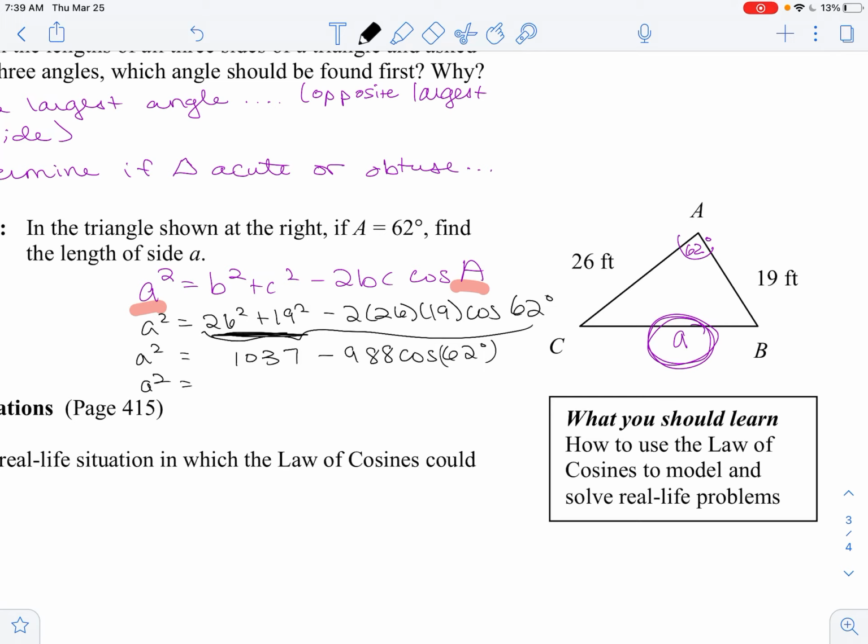So I'm going to get A squared equals 573.16 with a lot of decimals behind it. Leave it just like that in your calculator. And then to solve for A, we're going to take the square root of both sides. So just take the square root of this whole thing. So we end up with A equals the root of 573.16, lots of things behind it, and we get 23.94 approximately. And the units on that are feet.